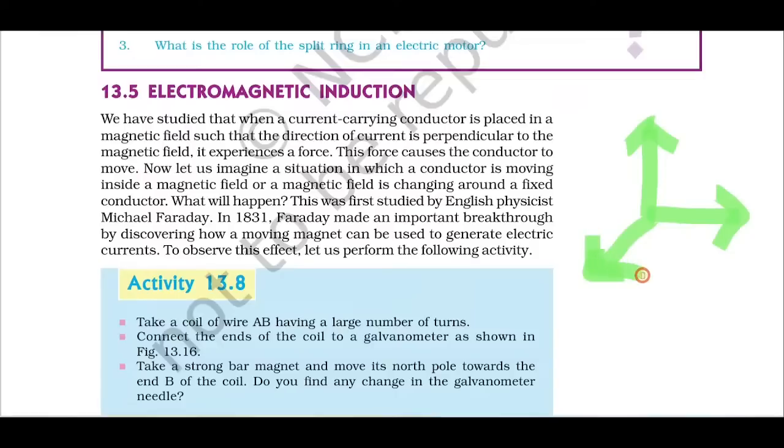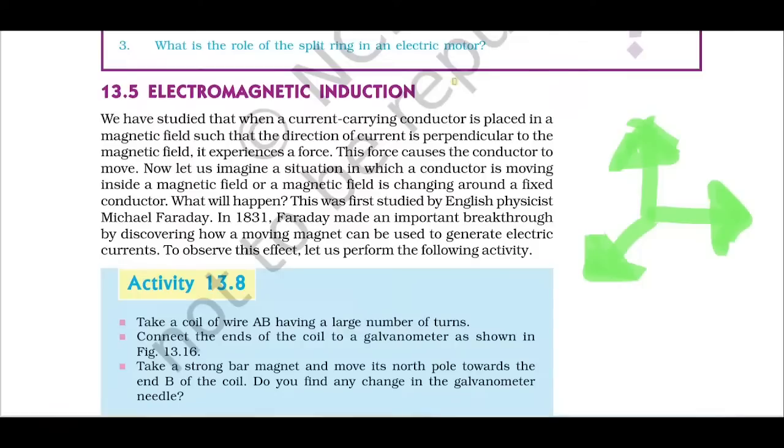If 2 factors are present, you can produce the third component, right? If you apply force on a magnet, changing the magnetic field, you can produce the third component. What is that? Current. You can induce the current. That is the concept of electromagnetic induction. So electromagnetic induction is a phenomenon in which current is induced in a conductor by changing the magnetic field.